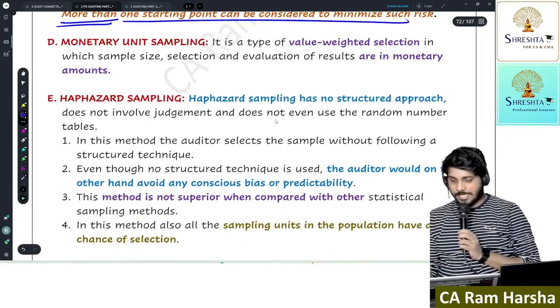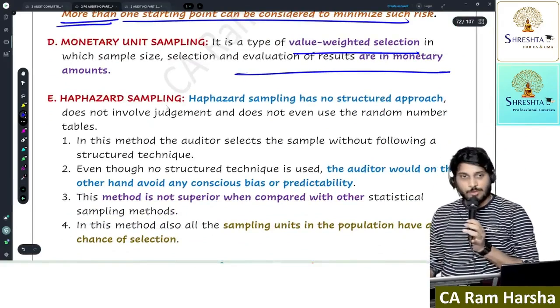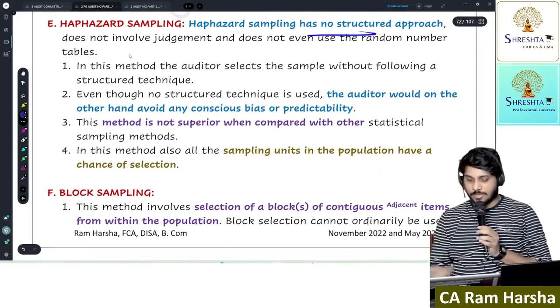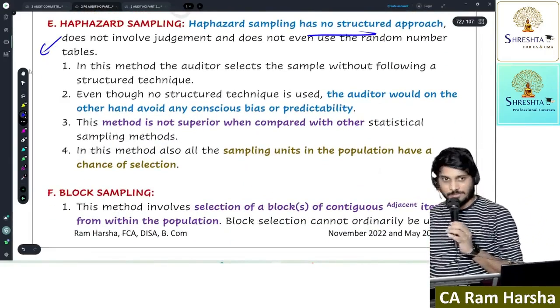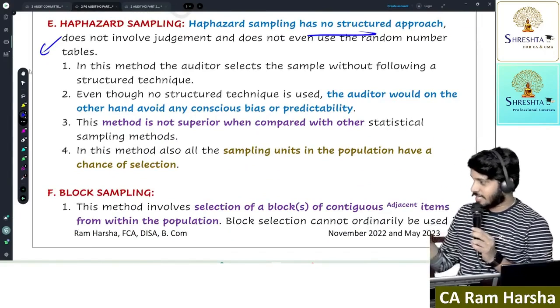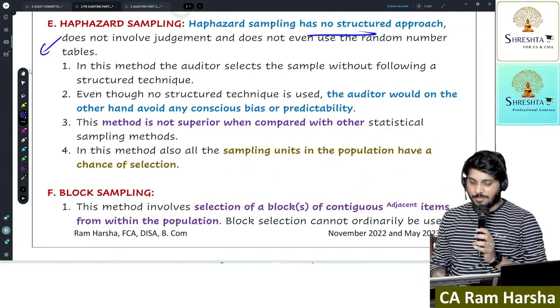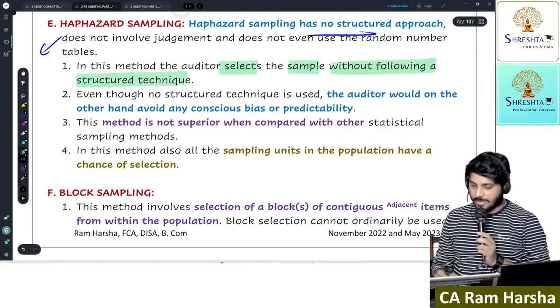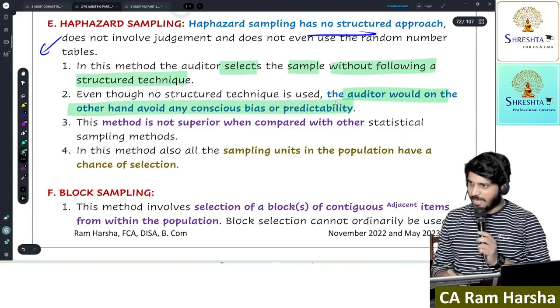Next, monetary. It is nothing but value weighted selection, where the sampling results, everything is in monetary amounts. Haphazard sampling. This has been asked many times, a 4 marks question. Stratified random sampling is also asked many times. Haphazard means what? The auditor selects the sample without following any technique. The auditor will avoid bias and predictability.